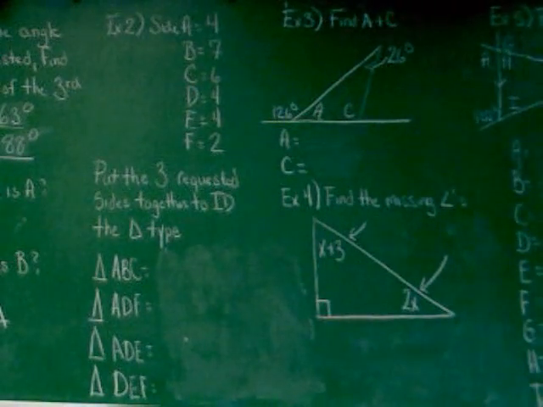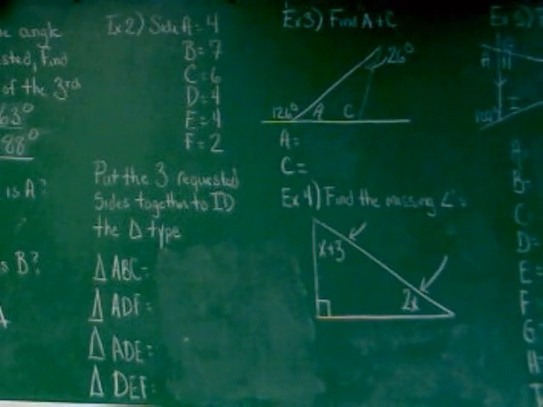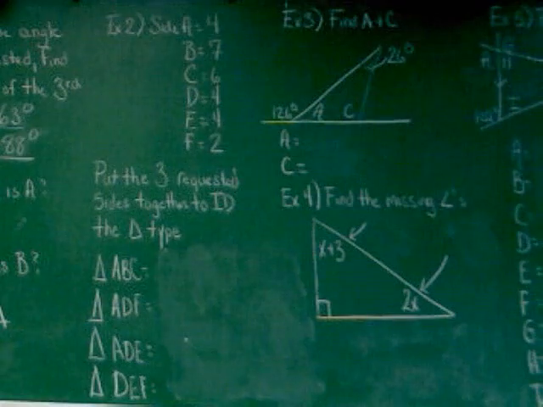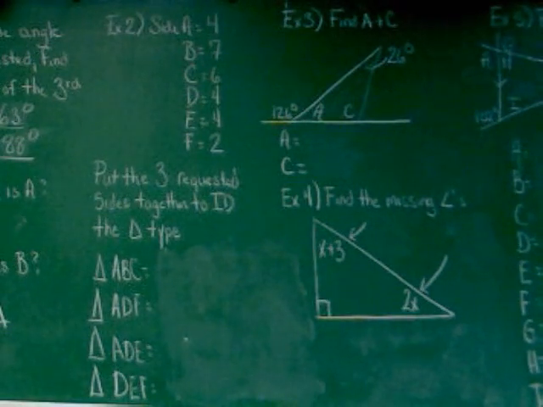Okay, example 2 now, we're talking about the side lengths of a triangle. Now, when we're talking about side lengths, we're looking at the last 3 definitions there. Equilateral, isosceles, or scalene. All right, so here's the descriptor. They tell us side A is 4 whatever units, centimeters, inches, miles, meters, doesn't matter. Side B is 7. Side C is 6. Side D is 4. Side E is 4. Side F is 2.